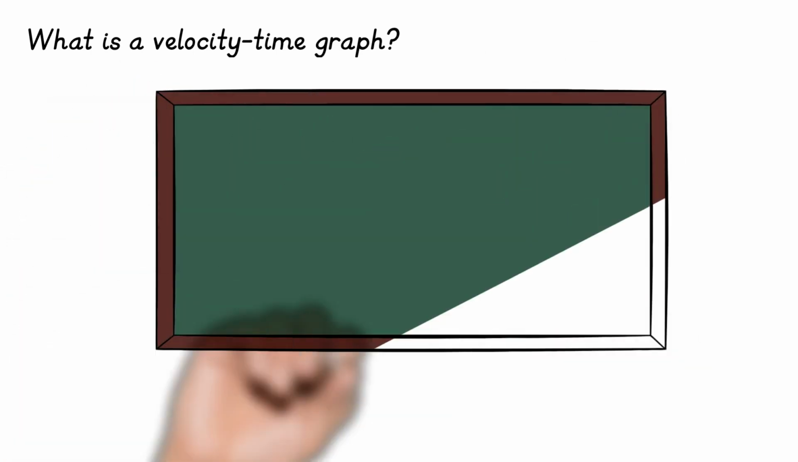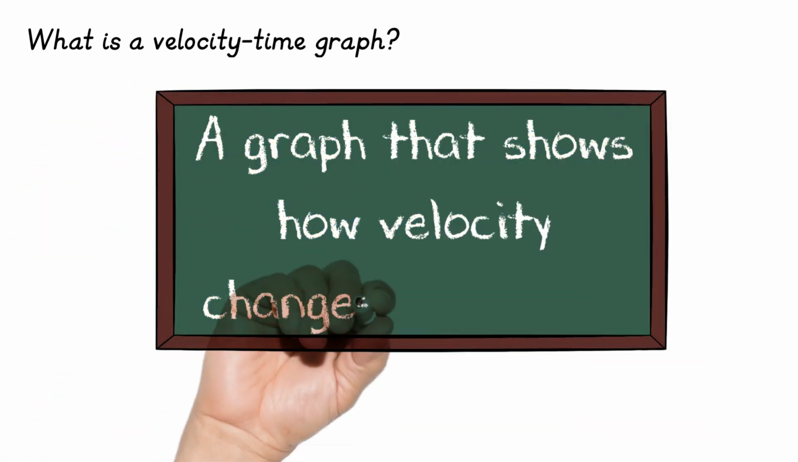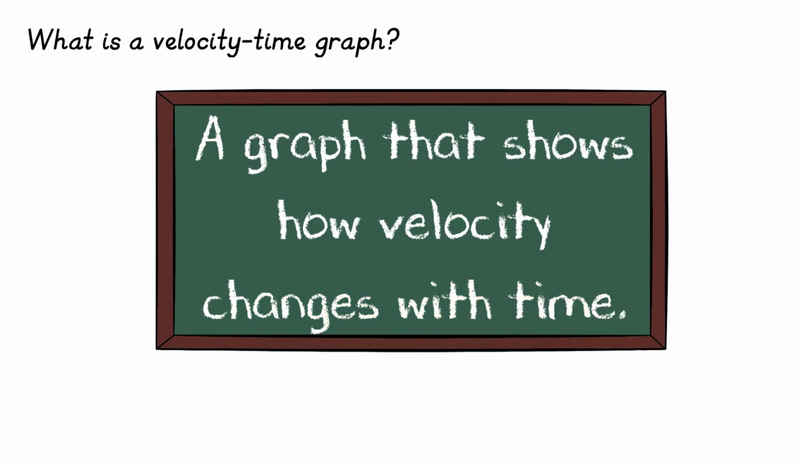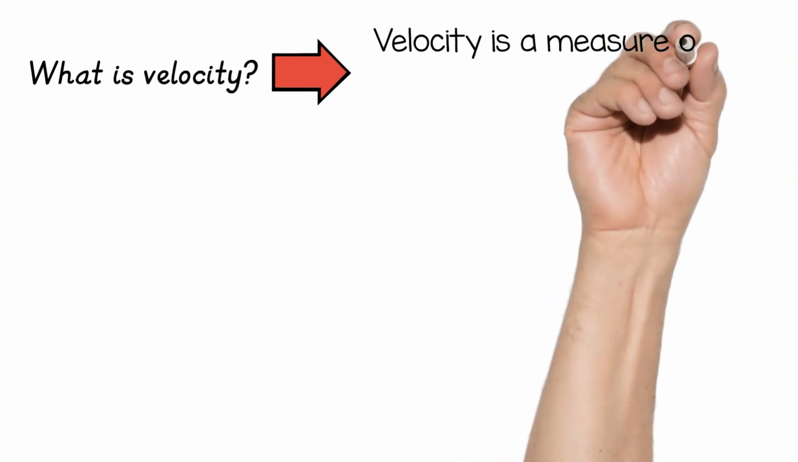So what is a velocity time graph? It is a graph that shows how velocity changes with time. Now there are a few key terms that we need to know. The first one is velocity. What is velocity? It's a measure of how fast something moves, but direction is important. So it's the measure of how fast something moves in a particular direction.